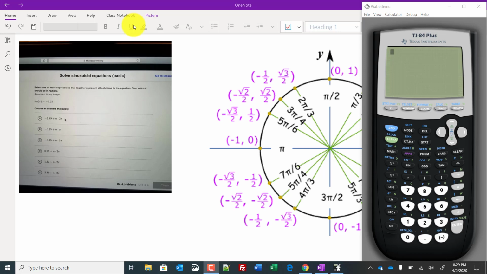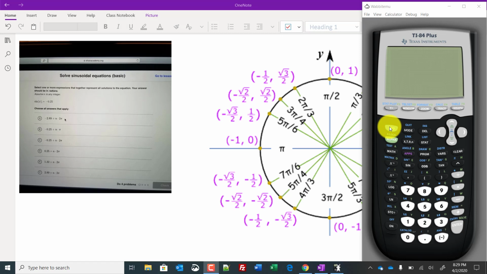Okay, this problem asks us to select one or more expressions that together represent all solutions to the equation. Your answer should be in radians. And we notice that the equation is sine of x equals negative 0.25. So we can start off with using our calculator.